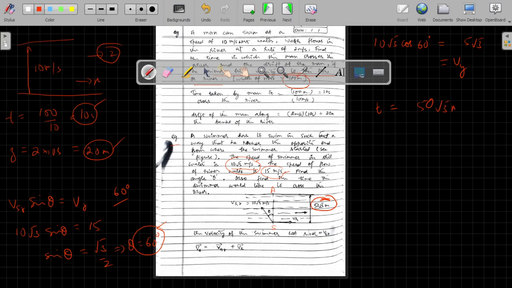√3 meters. This is the distance which we have to cover, and at what velocity? 5 root 3. So this would be some 10 seconds. So the man would cross the river in 10 seconds of time.